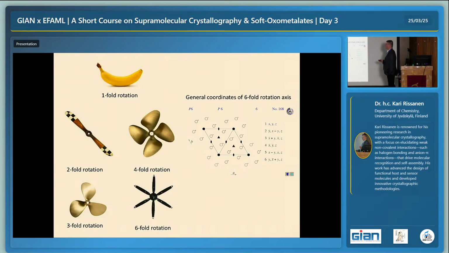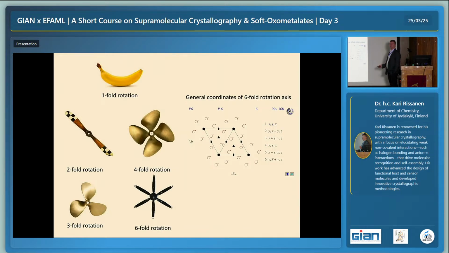So okay, banana is an interesting chiral molecule. It's not a molecule, but it only has one-fold rotation, so identity. So you cannot do anything for this because it's chiral. But then we can have a propeller, like this kind of a propeller. Of course, this has a two-fold rotation. You rotate 180. Or you can have a four-fold rotation propeller, or three-fold rotation propeller, or six-fold rotation propeller.